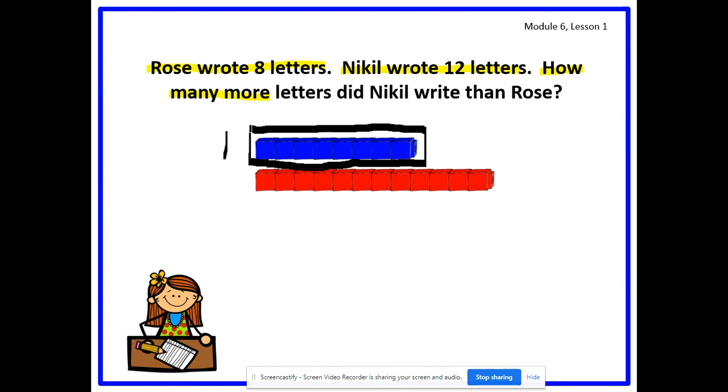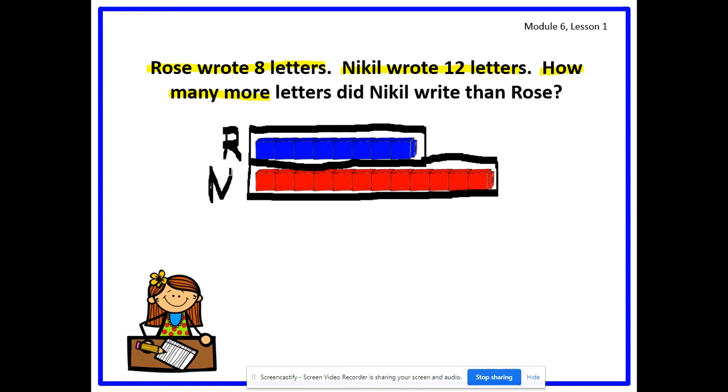Go ahead and draw them, box them, and label them with an R, because those are the letters that Rose wrote. So how many letters did she write? Get ready. Yes, 8. Now, how many letters did Nickel write? Get ready. Yes, 12. So draw 12 circles, box them, and label with an N for Nickel.